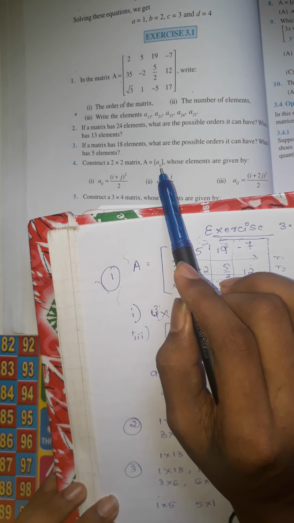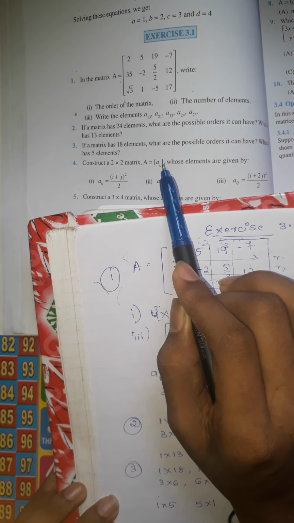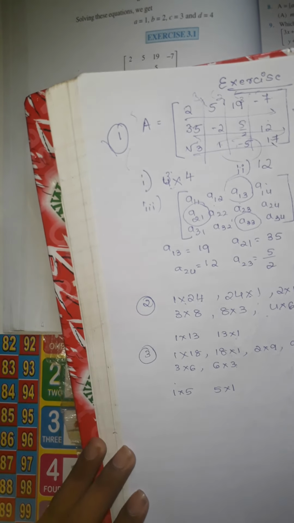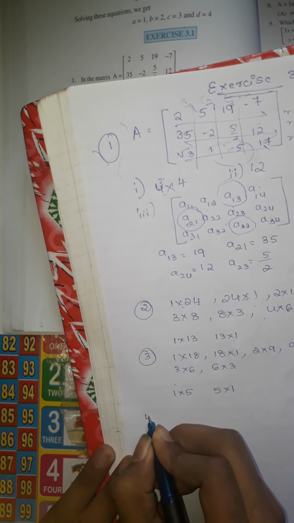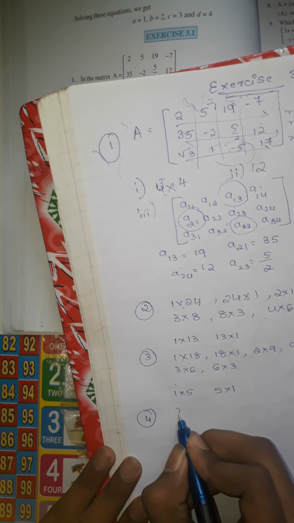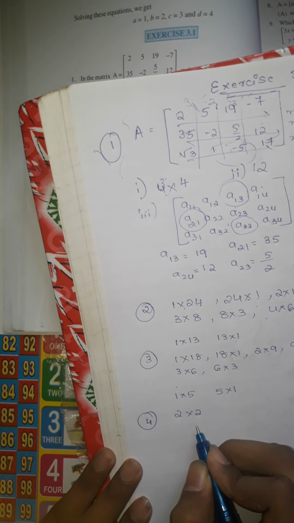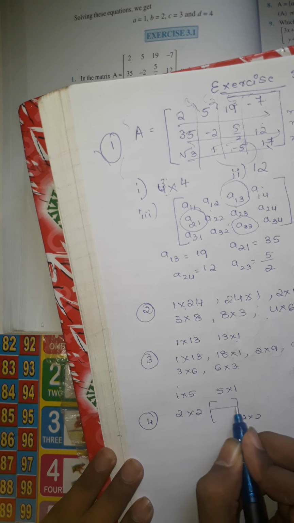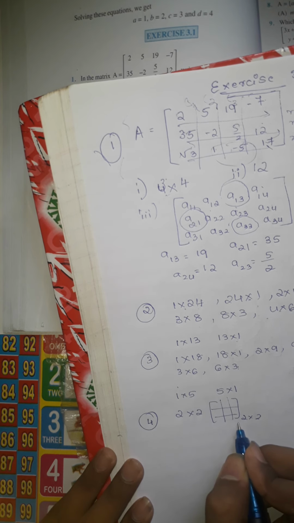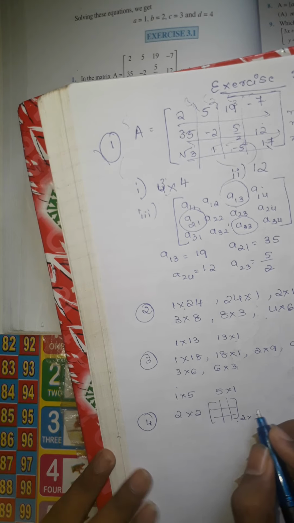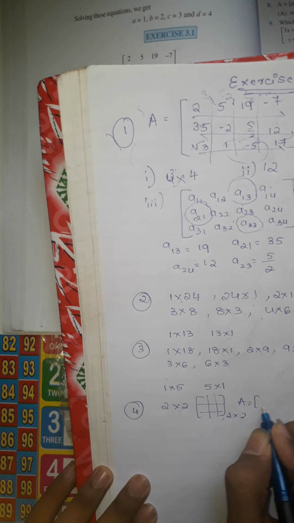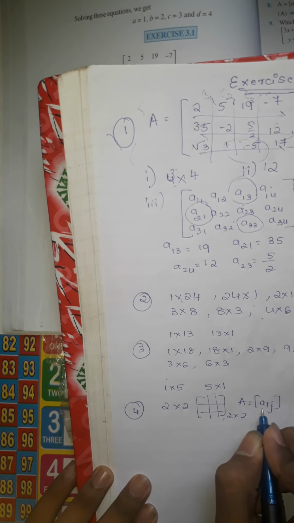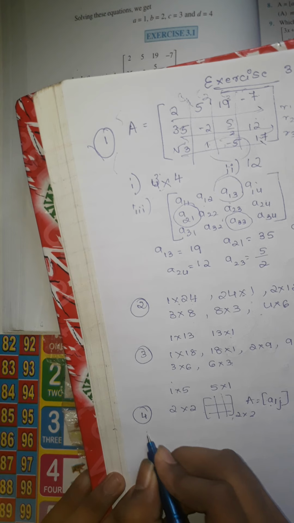A is equal to Aij. Here i is nothing but the row, j is the column, whose elements are given. So we will form that. Construct, first of all, they have given a 2 × 2 matrix. Whatever is given, it should be 2 × 2, meaning 2 columns and 2 rows. The given condition is that A should be equal to Aij, where a is the element of this, and ij is row and column.